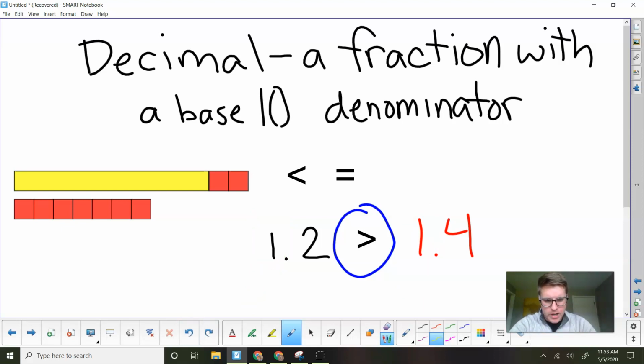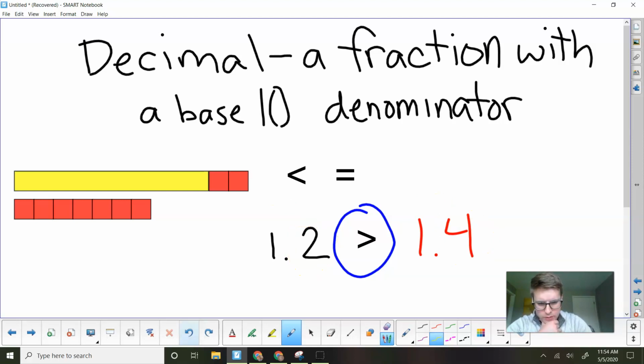Yes, you're absolutely right. Mr. Ritenour, you need to look at the place value next to it if they're both equal. Remember, you always, always start at the furthest left, and if they're the same, you go back as many place values as you can until you find a difference. If there's no difference, they're equal. All right, but in this case, my 2 and my 4 are different.